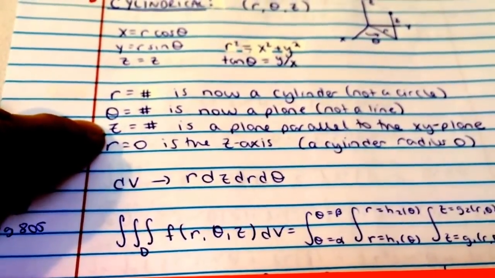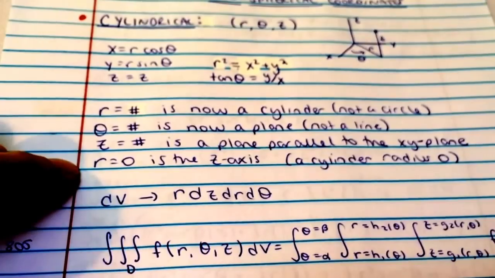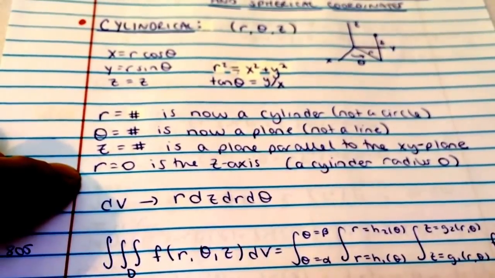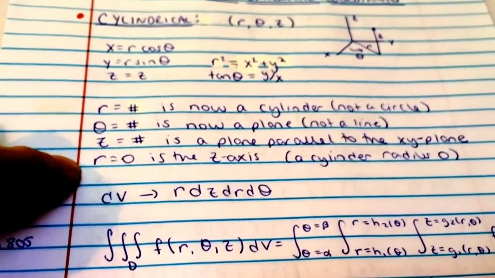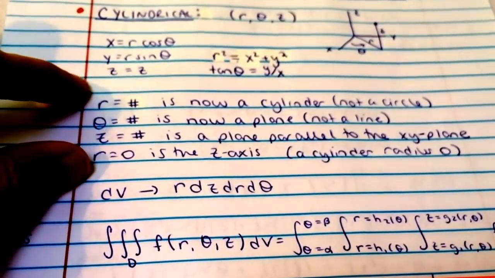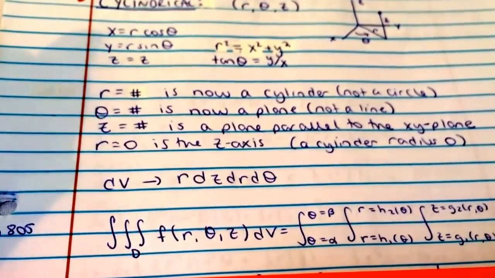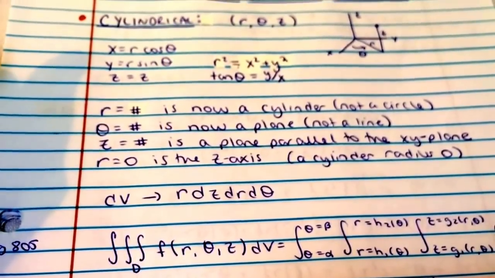Z equals a number always has been a plane parallel to the xy plane. And then r equals 0, that is the z-axis. It's the same thing as a cylinder of radius 0. So r equals 0 is the same thing as the z-axis. That part is not written exactly like that in your book, so you may want to write that down in your notes. But the rest of this stuff is in your book, and so you can see it from there.